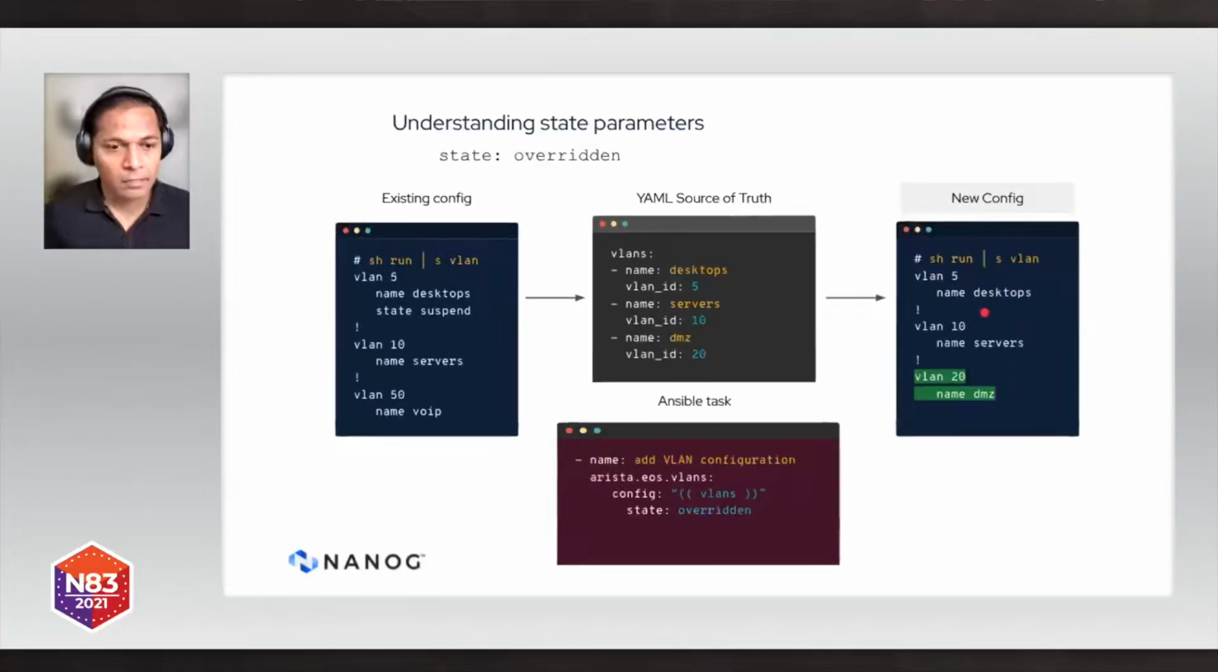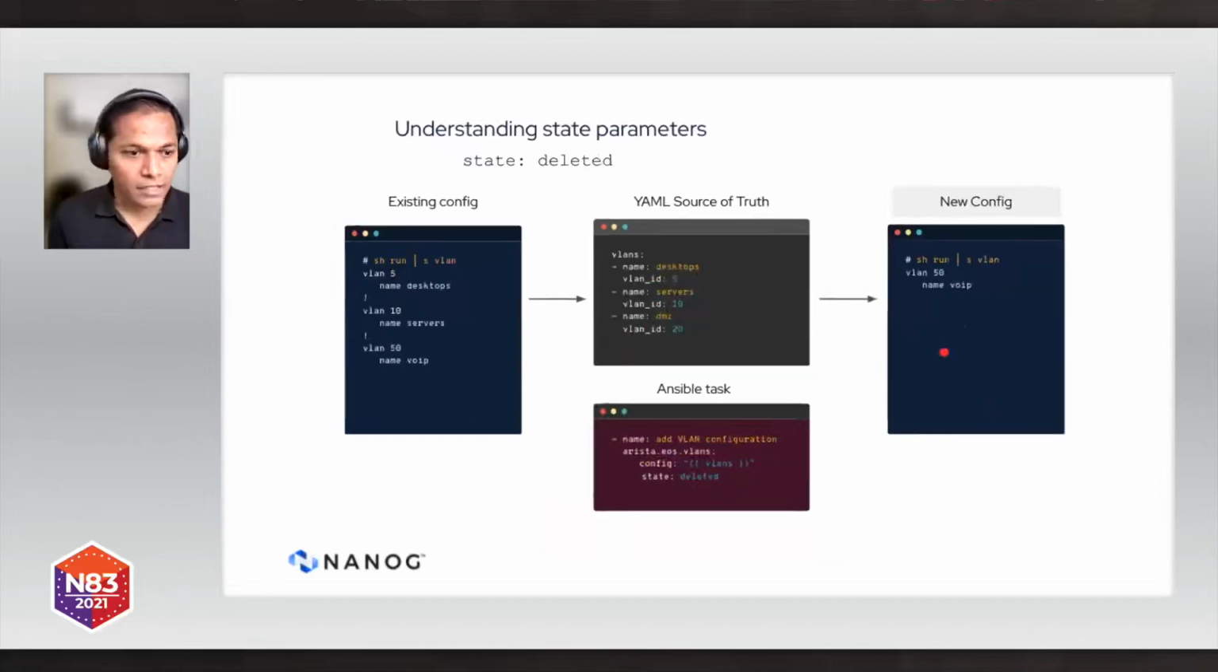Then overridden is for pushing the policy. It will basically ensure that whatever is reflected in my source of truth is the actual config running on the device. So if my existing config has 5, 10, 50, 50 is an unwanted VLAN ID. When I run this task with state overridden, it will push VLAN 20 and it will remove VLAN 50 from my running configuration.